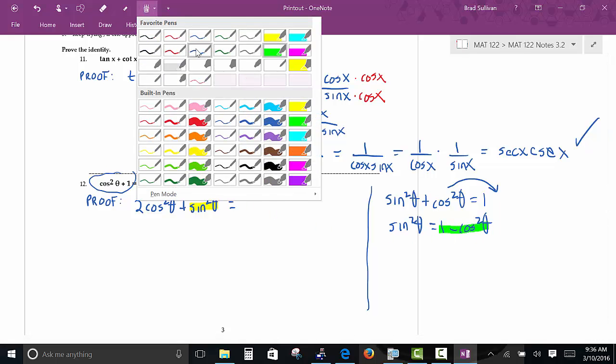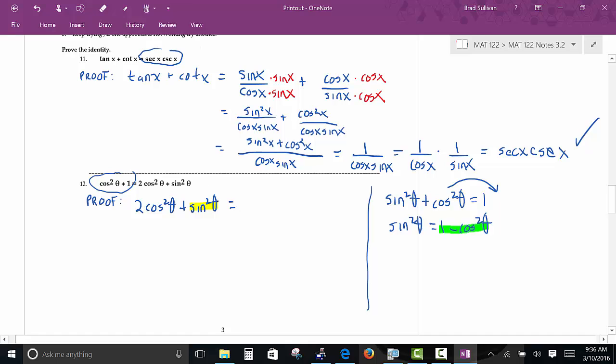So now we're going to go back to our proof, and we're going to leave the cosine squared alone, and then the sine squared is going to get replaced with this. See what I'm doing? Okay, now what? These are like terms, aren't they? 2 cosine squared minus 1 cosine squared is cosine squared theta plus 1. Wow, we already proved it. It's already done. Sometimes proofs take 2 steps.